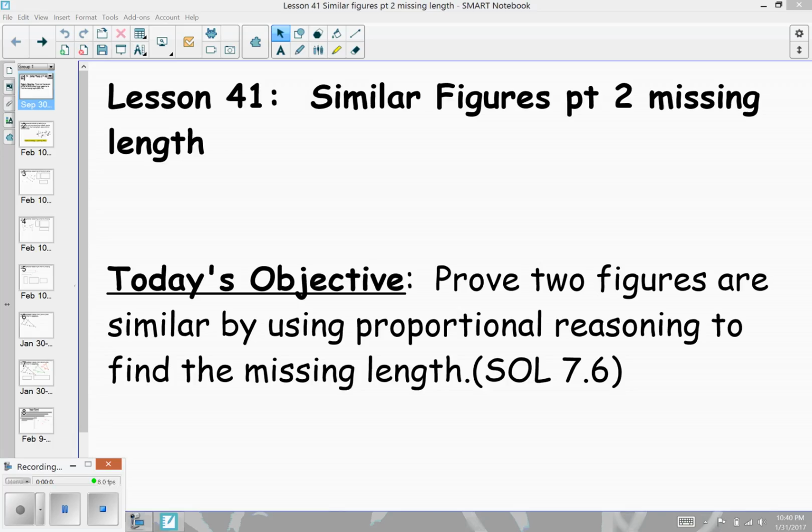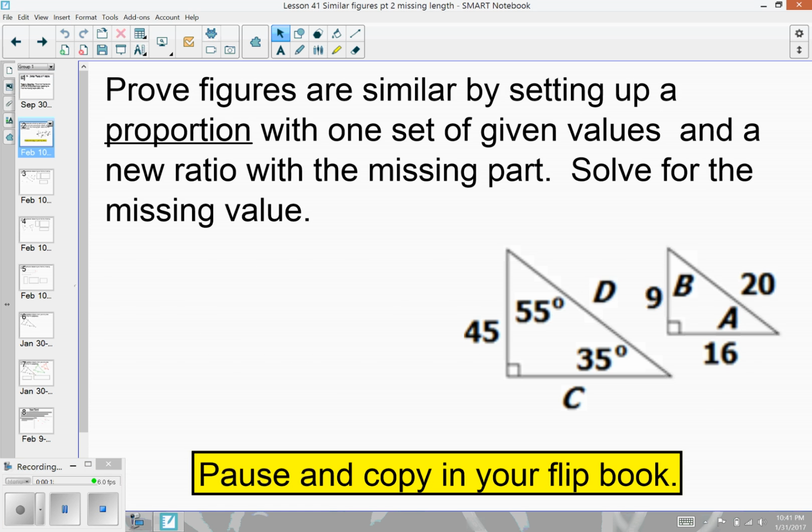This is a lesson on similar figures. This is part 2 where we're finding the missing length. We're going to prove that two figures are similar by using proportional reasoning to find the missing length.